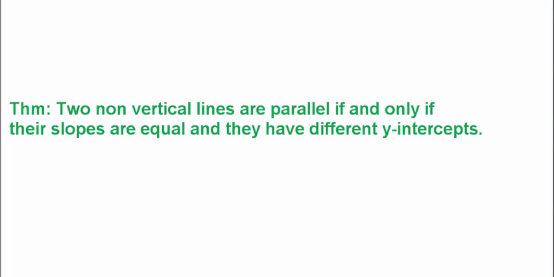I want to highlight one part we didn't really talk about, and this idea that they have to be non-vertical lines. Vertical lines would have an undefined slope, so that's one of the reasons we say non-vertical. Another reason is that a vertical line, unless it is the y-axis, would not have a y-intercept.